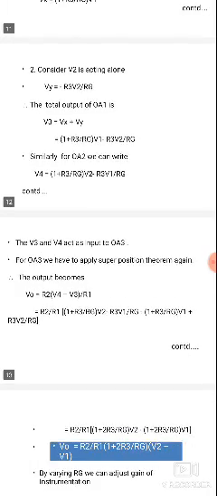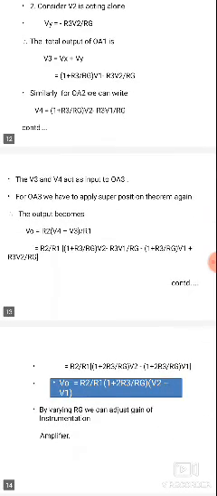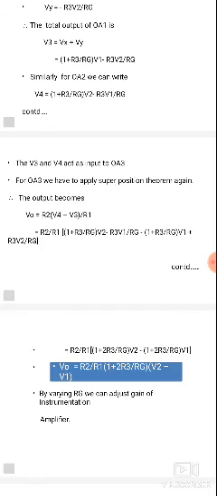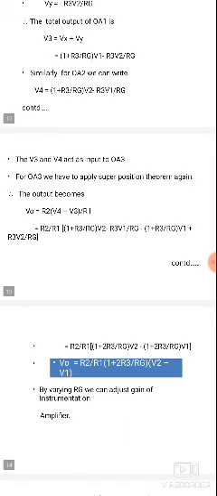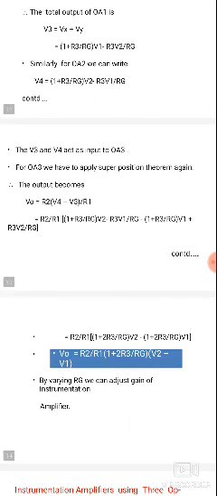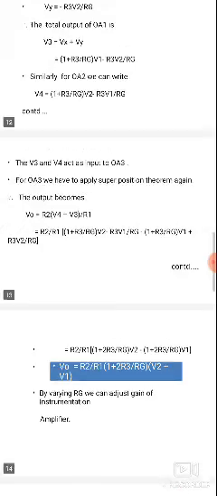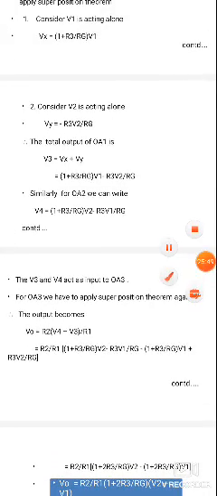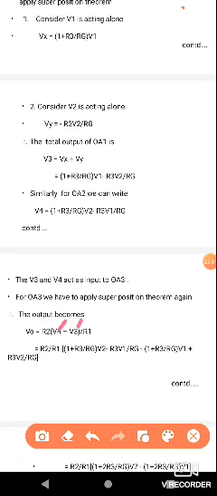For operational amplifier 3, we again apply the superposition theorem. The output V0 is equal to R2 into V4 minus V3 by R1. That is R2 by R1 into 1 plus R3 by Rg into V2 minus R3 V1 by Rg, minus 1 plus R3 by Rg V1 plus R3 into V2 by Rg. Here we substitute the values of V4 and V3, where V3 is 1 plus R3 by Rg into V1 minus R3 by Rg into V2.